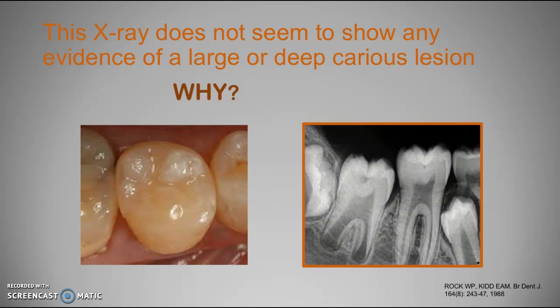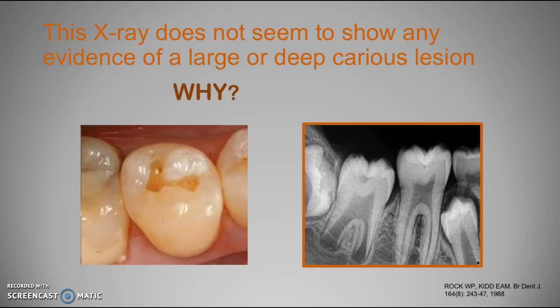This X-ray is of this particular molar. The molar seems absolutely fine, no discoloration, no abnormality, the enamel is intact, and there was no sign of carious lesion even in the radiograph. But once it was removed, or de-roofed, a large carious lesion was detected underneath the enamel.